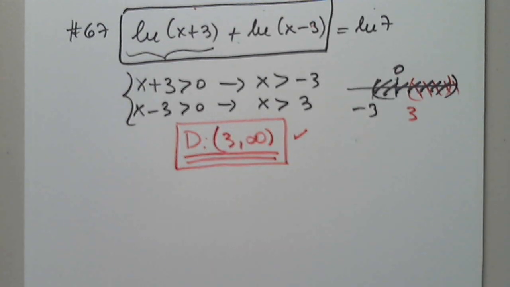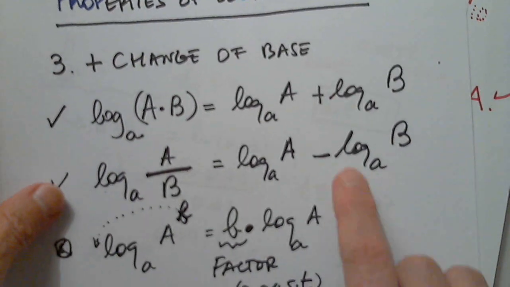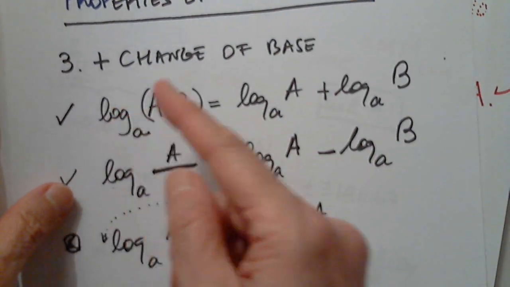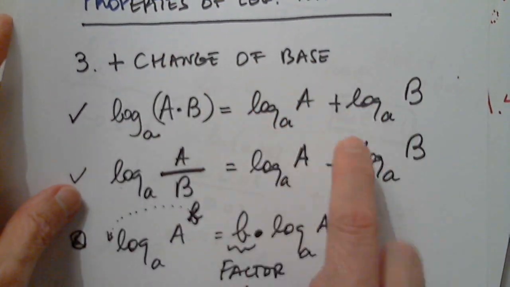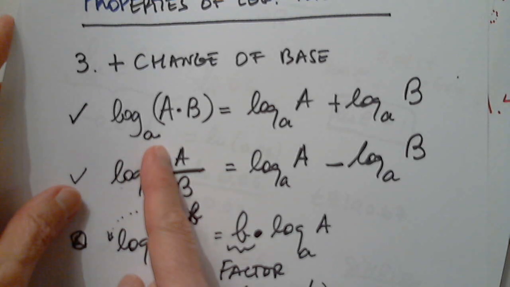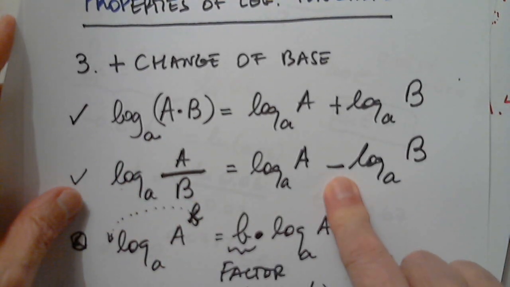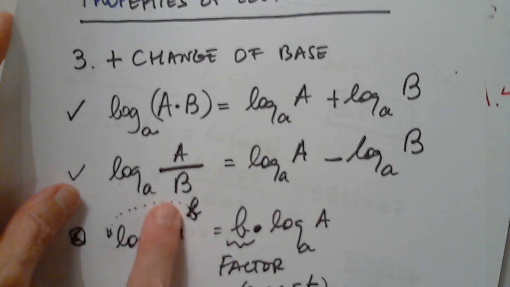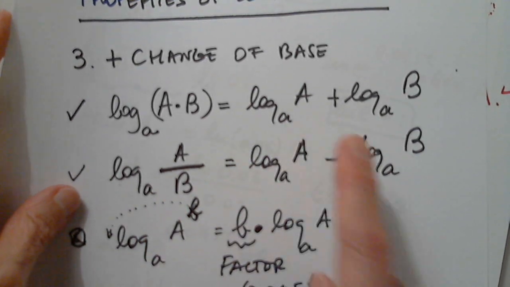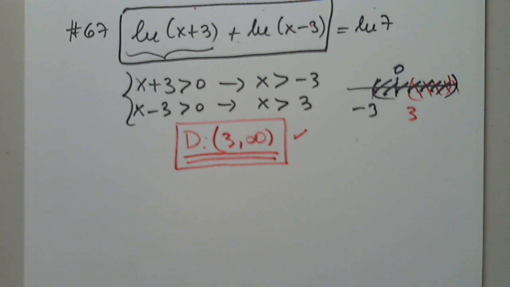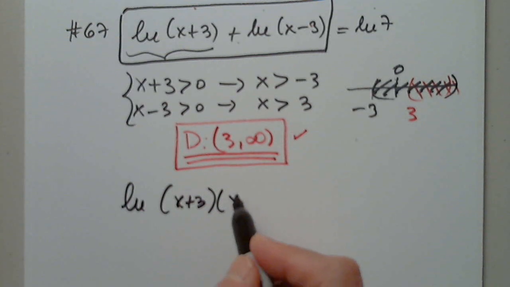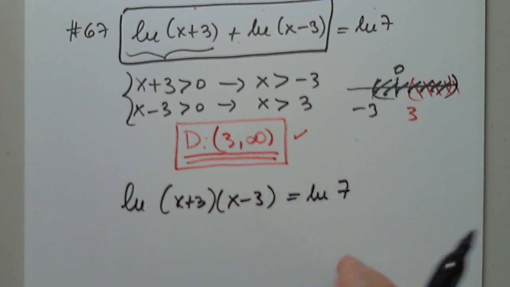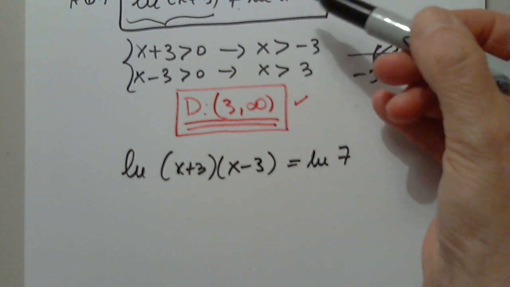Well, you remember one of the properties that we discussed, the one with plus. This works from left to right and from right to left. If I have a sum of two logs in the same base, I can change it into this. If I have a difference of two logs with the same base, I can change it into this. So we're using this one. To condense, I will write natural log of (x plus 3) times (x minus 3) equals natural log 7, because it's a plus.